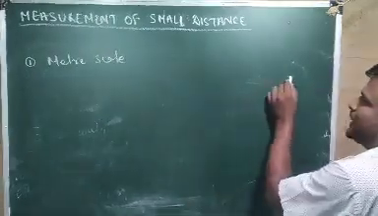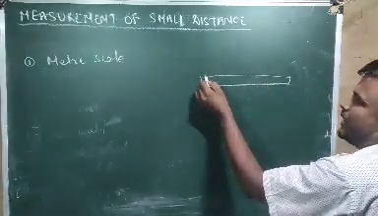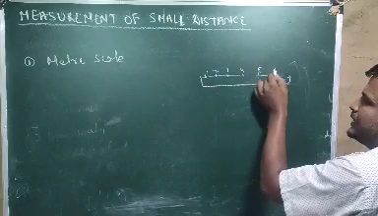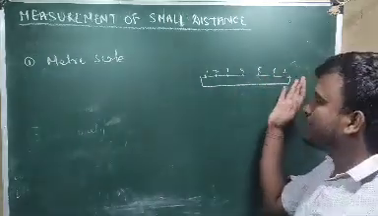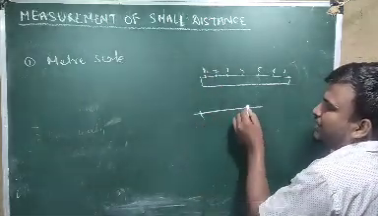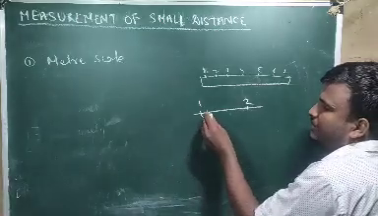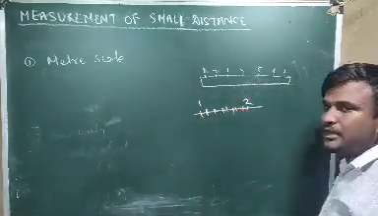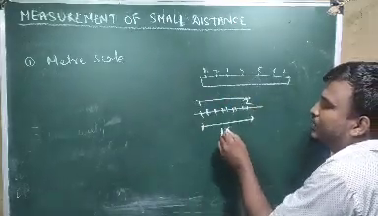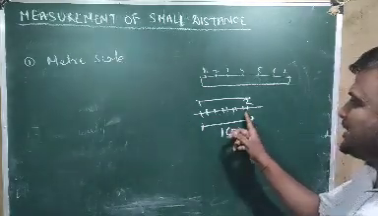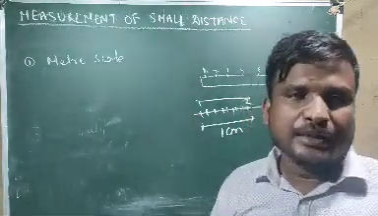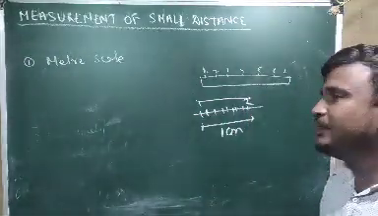In scales you might have seen that 1, 2, 3, 4, 5, 6, 7 is written, and it keeps on coming like this. Between 1 and 2, how many divisions are there? Altogether 10 divisions are made. So between 1 and 2, the distance is 1 centimeter. That means 1 centimeter is divided into 10 equal divisions, and each division is called a millimeter.